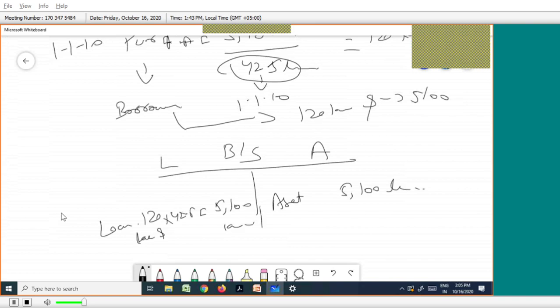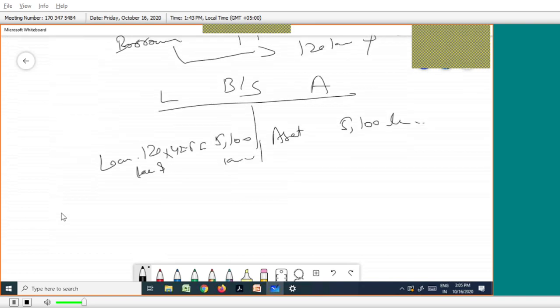What happens at the year end? 120 lakhs divided by 3. Why divided by 3? Because 3 annual installments are mentioned in the question. So per annual installment, how much am I paying? 40 lakh dollars. I am going to repay. So what will happen?